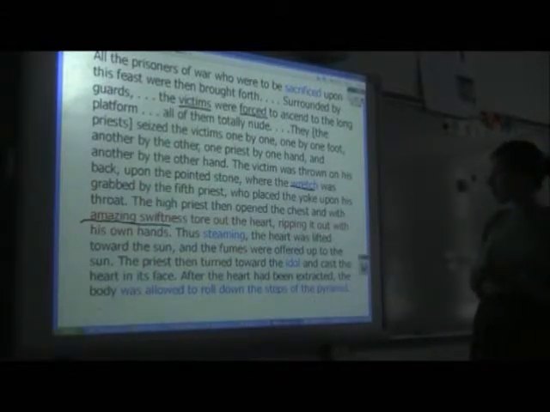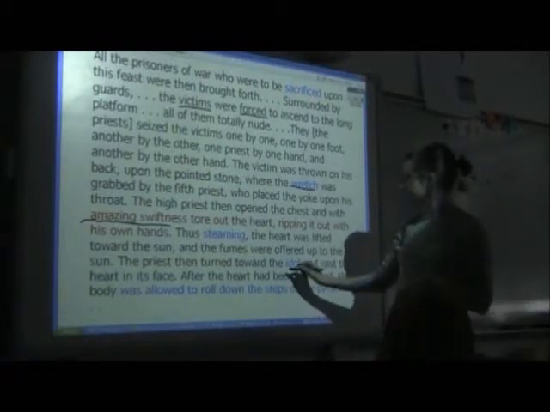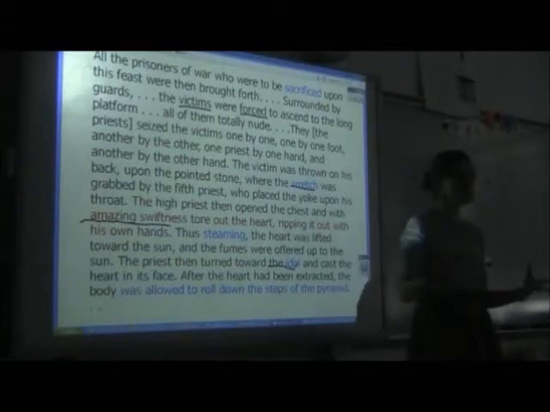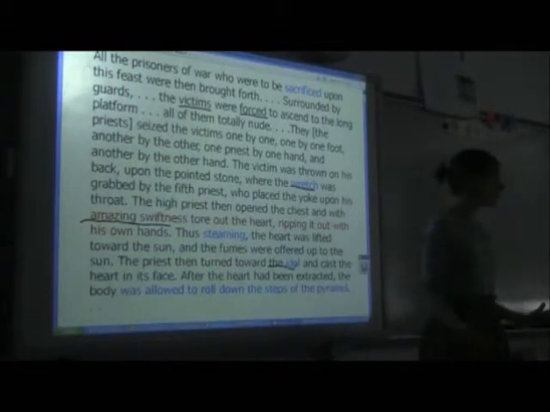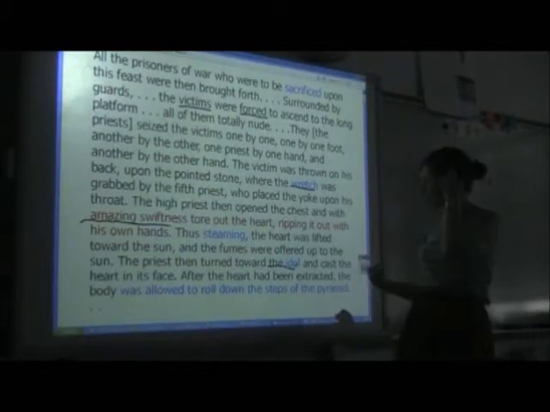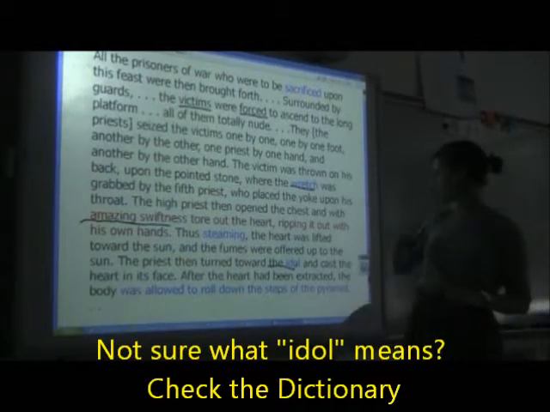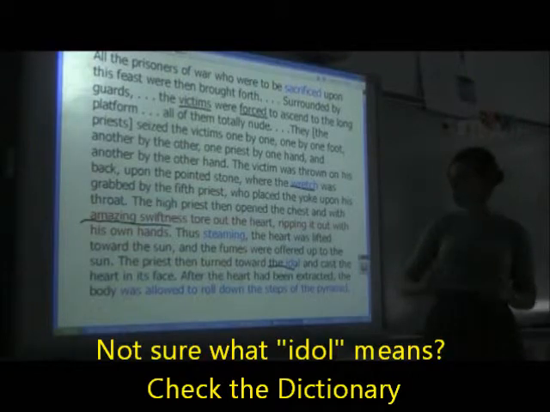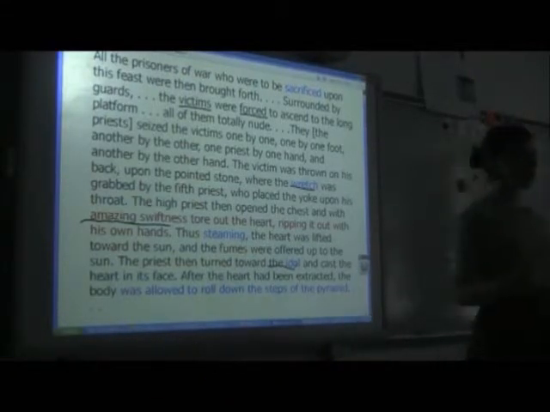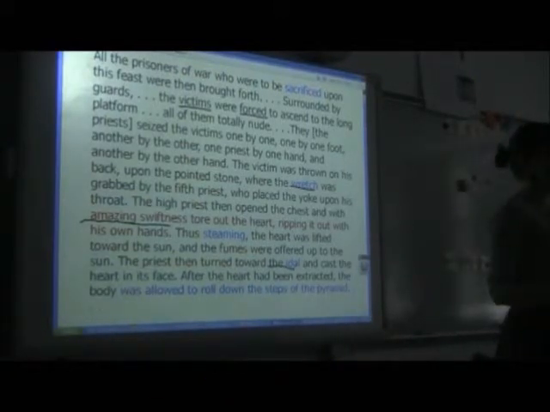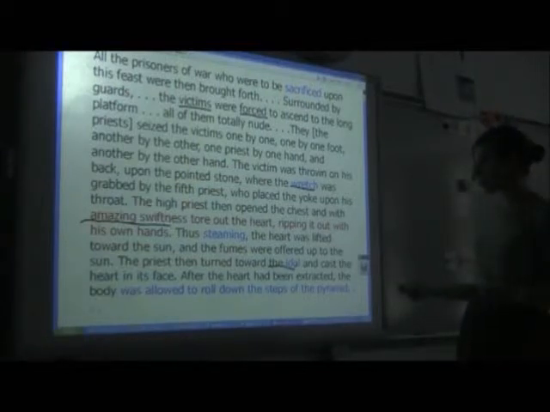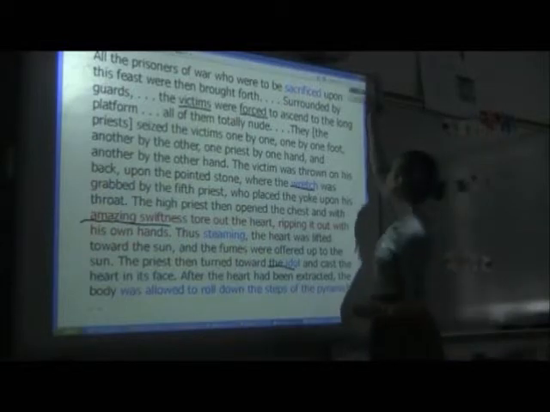The priest turned toward the idol and cast the heart in its face. I would make the inference that this was a sun idol, because they do a lot of lifting towards the sun, but I'm not totally sure. And cast the heart in its face. After the heart had been extracted, the body was allowed to roll down the steps of the pyramid. So they don't need the body. They let the body go away.